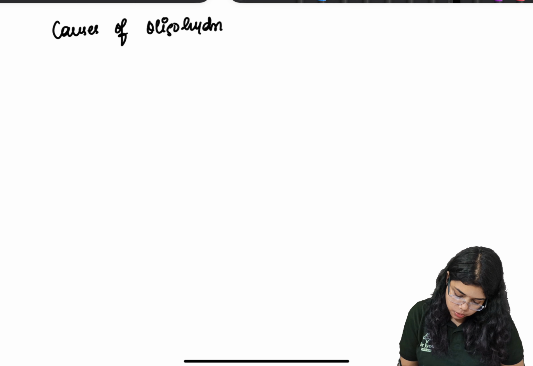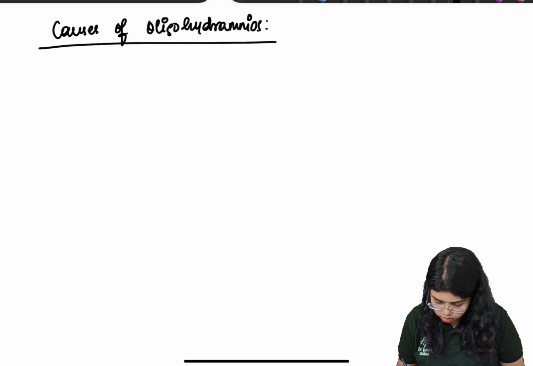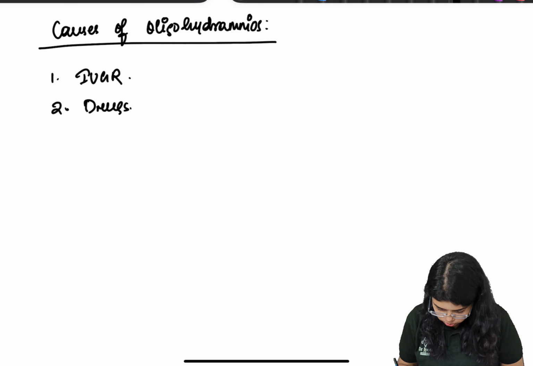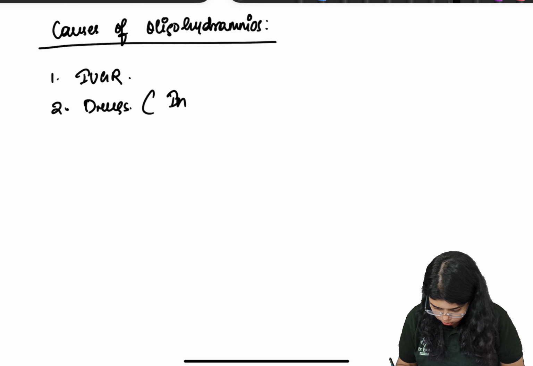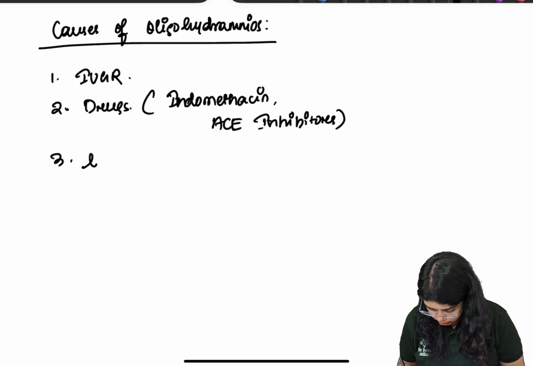Causes of oligohydramnios. First, what are the most common? It is IUGR, intrauterine growth restriction. Then the drugs, what are the drugs responsible? Indomethacin and ACE inhibitors.